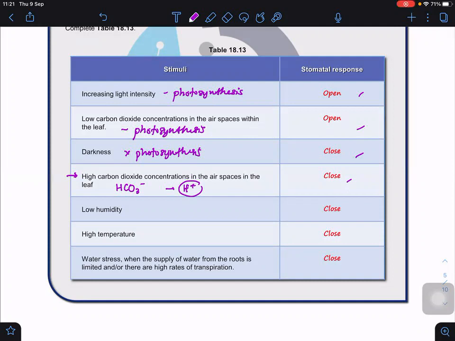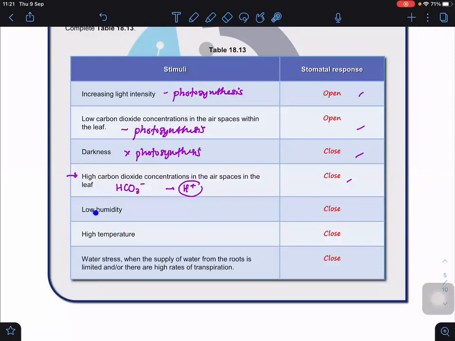Are you clear? You still remember the carbonic anhydrase? Something similar to this reaction. But until now, scientists cannot pinpoint the main mechanism that causes the closure of the plant's stomata due to high carbon dioxide concentration. But we do know that high carbon dioxide concentration causes stomatal closure.